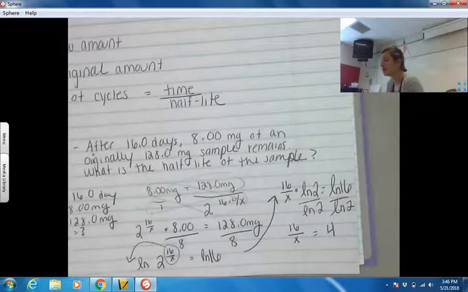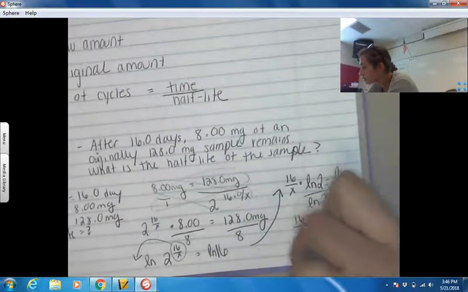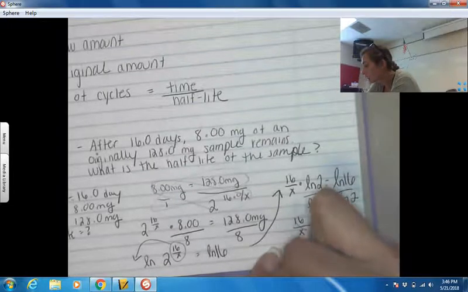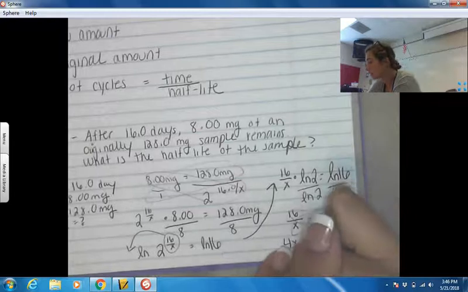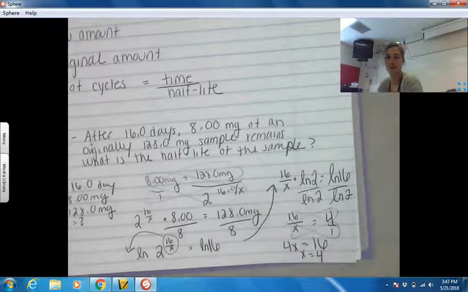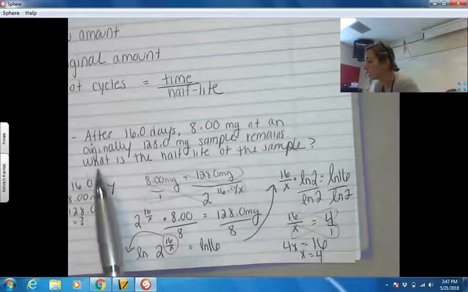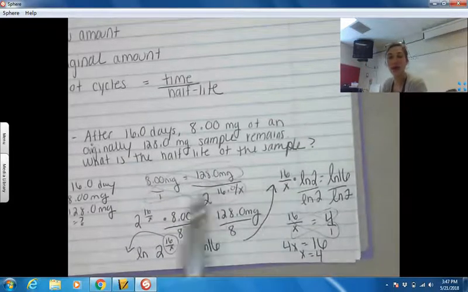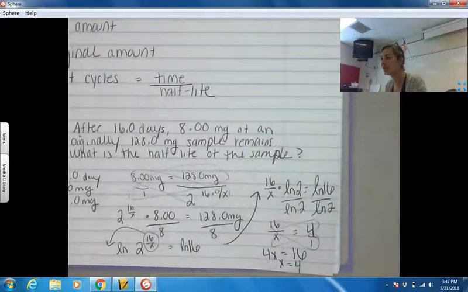Alright, now, again, we can cross multiply. So we get 4x is equal to 16, and so x is equal to 4. Now, we have to go back and figure out, well, what does 4 mean? The question asks, what is the half-life of the sample? A half-life is an amount of time. It's the amount of time needed for half of our sample to decay.